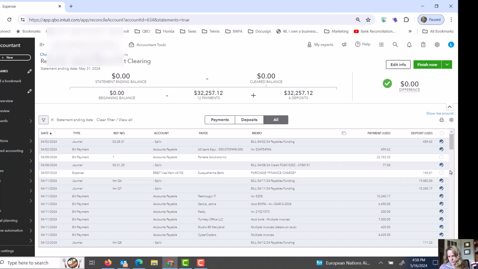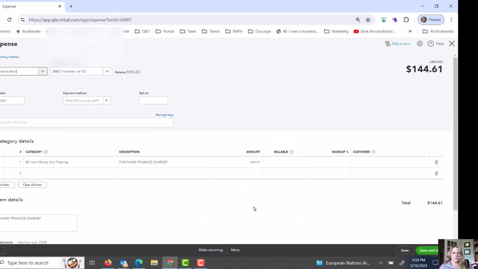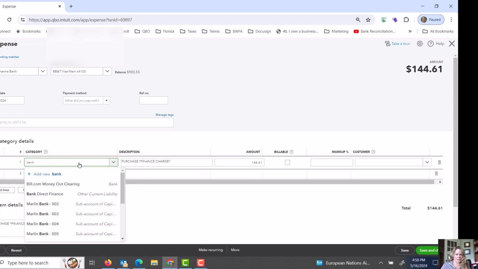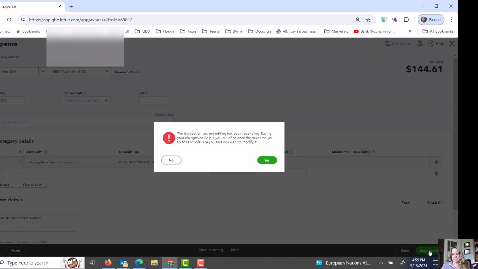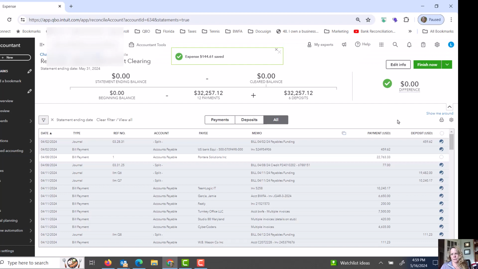Again, I see an interesting transaction here. This payment, purchase finance charge, is misposted. Okay, so let's go edit this. This is a credit card payment or a credit. It has been posted as a purchase finance charge, as a credit going to bill.com. We're going to post this to bank service charges. It has nothing to do with bill.com, and we're going to get that out of that account. I'm going to post that to the P&L. It's not going to live forever on a balance sheet account. So we're looking really good.